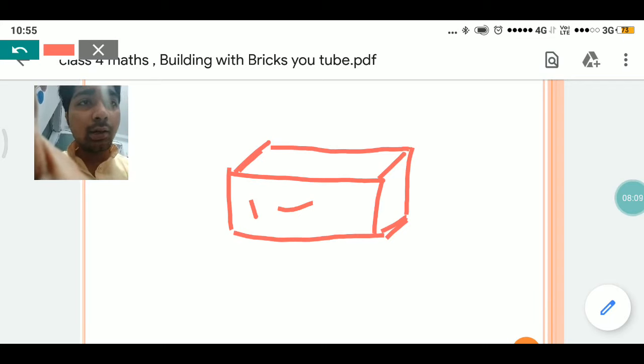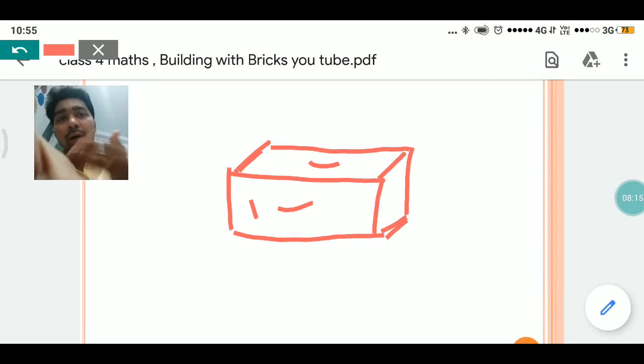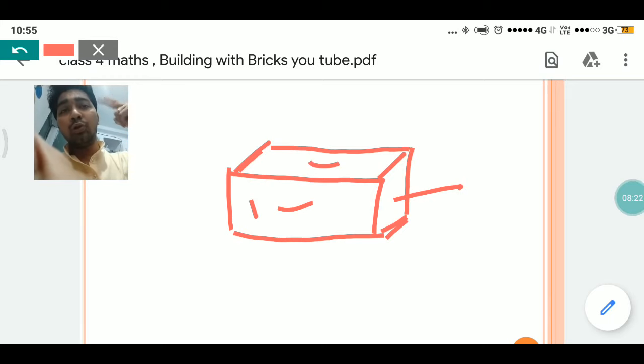Next, top one, next below, down one. Top one, below, down one. Next, this side and opposite side. Okay, front, back, 2. Top, bottom, 2. Next, both sides, 2. 2 plus 2 plus 2, 6 faces. Okay students.